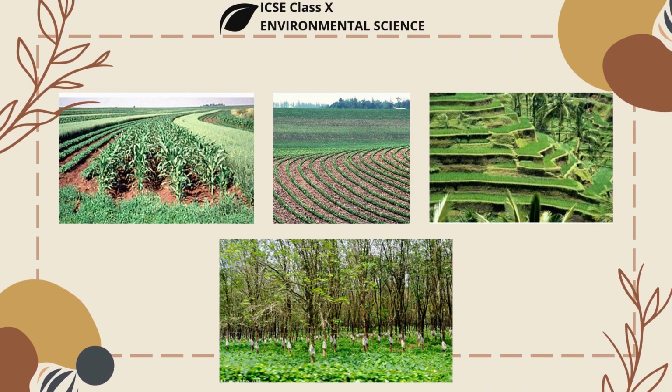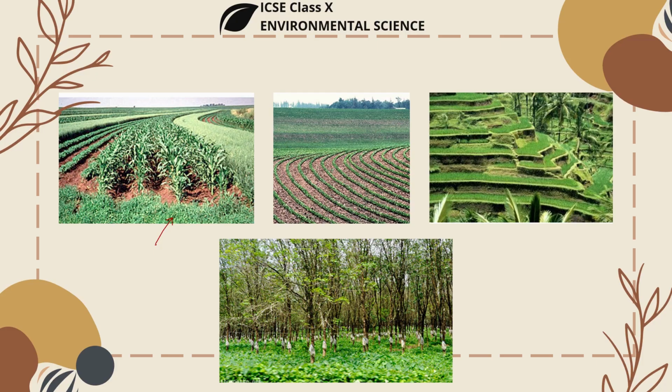engineering measures. So you can see over here, the first one what we have is strip cropping, where you are using alternate strips of row crops and intertilled crops at right angles. Basically, you are using different rows of crops, which ensures that the soil is not getting eroded very easily. It's also good for the fertility of the soil.